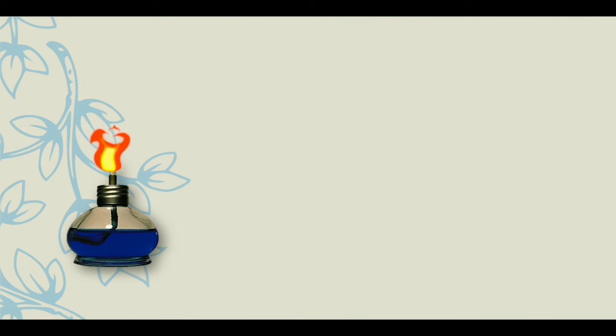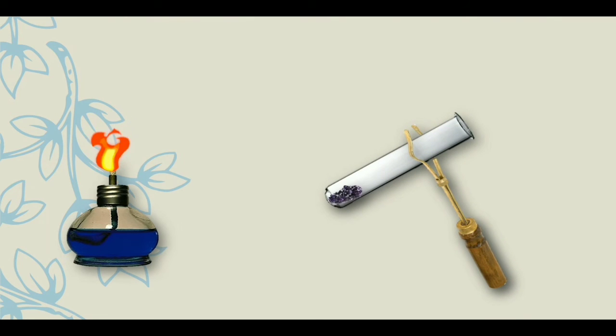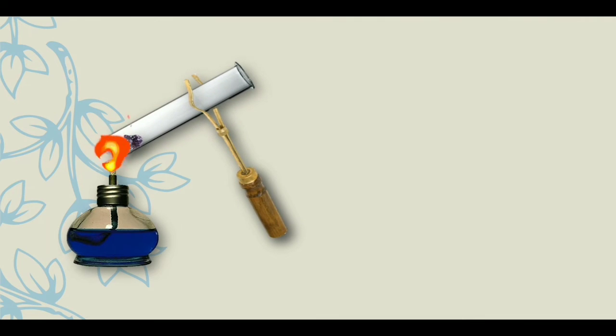Let us see what happens. Yes, we lit the spirit lamp and we have taken potassium permanganate crystals in a test tube and held it with the help of tongs. We kept on heating, and some gas is being released, that is oxygen. Take the incense stick and keep it at the mouth. Then it starts burning with a flame.